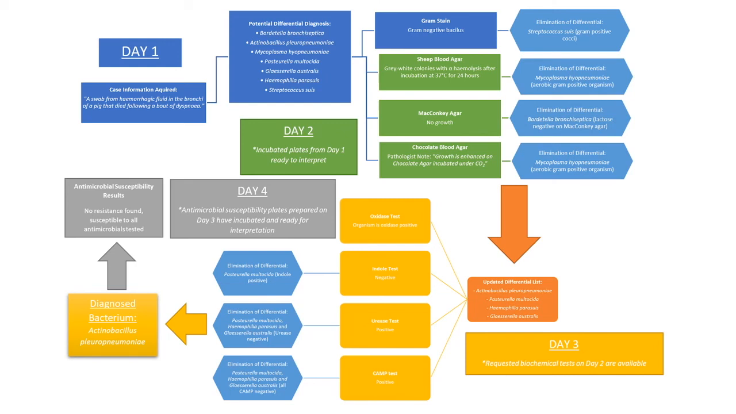On the sheep blood agar, we had greyish-white colonies with alpha hemolysis at incubation for 37 degrees for 24 hours. On the MacConkey agar, we had no growth. And on the chocolate blood agar, we had enhanced growth when the chocolate agar was incubated under carbon dioxide. This also once again eliminated Mycoplasma hyopneumoniae, being an aerobic organism, it would not have incubated better under conditions of enhanced CO2.